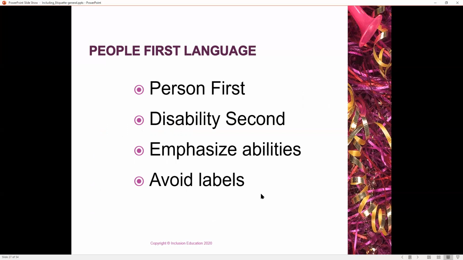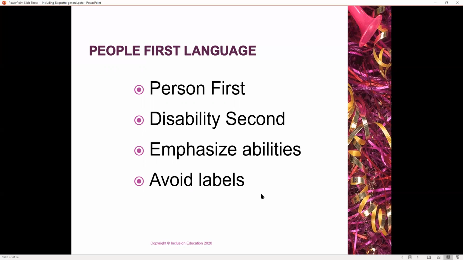The next part is the whole idea of people first language, which is to put the person first. Instead of referring to them by a disability, with the disability being the main factor of who that person is, put the person first and the disability second. Some of the phrases that would be used most are people with disabilities, a person with a disability, a person who uses a wheelchair.